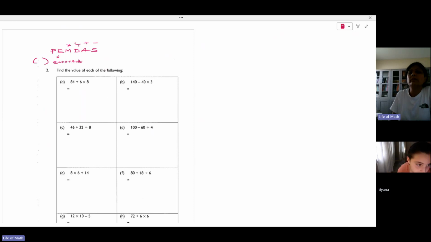Find the value of each of the following. 84 plus 6 times 8. The order of operations says multiplication first, then the addition comes. So I will put my parentheses around 6 times 8. And so 84 will stay as is, plus 6 times 8 is 48. And that will give me 112.